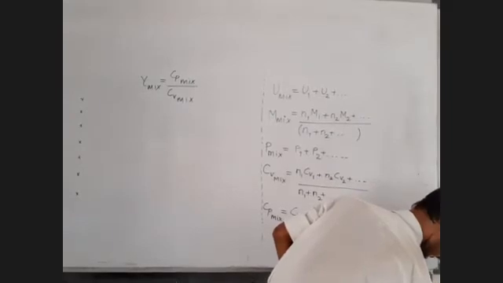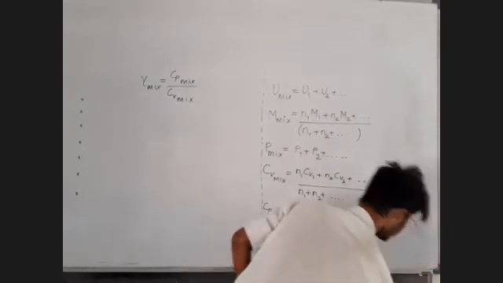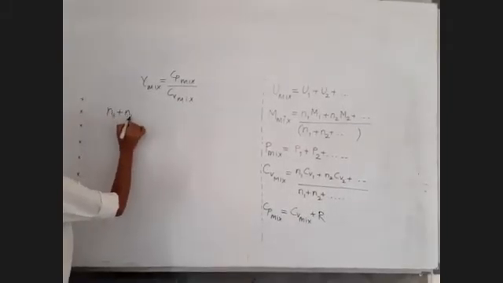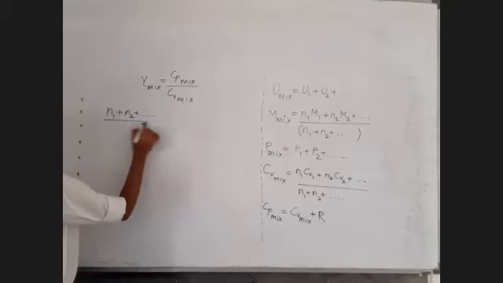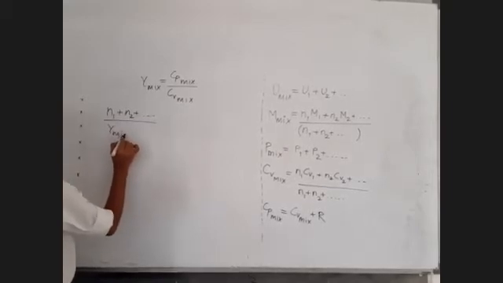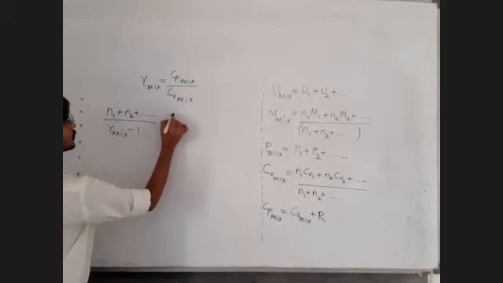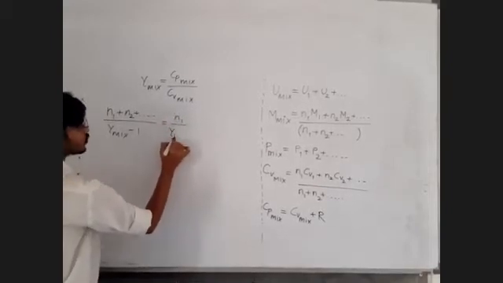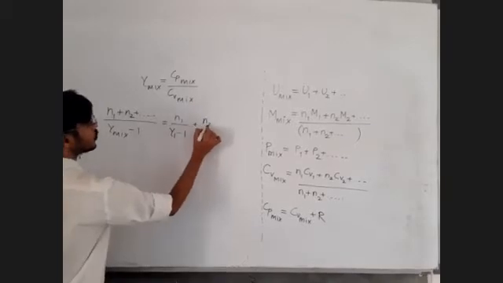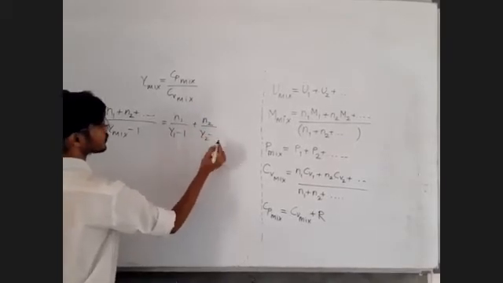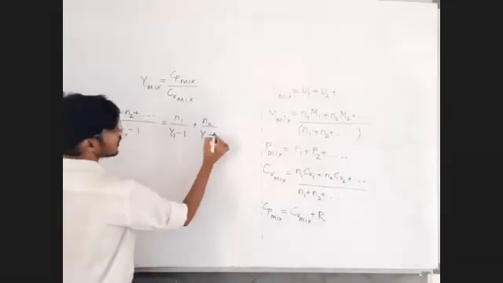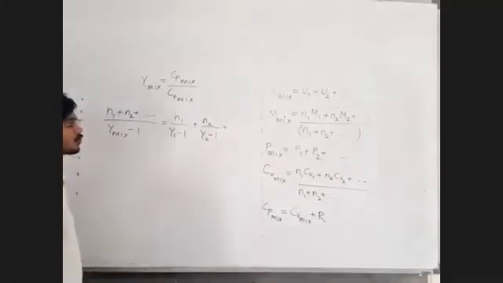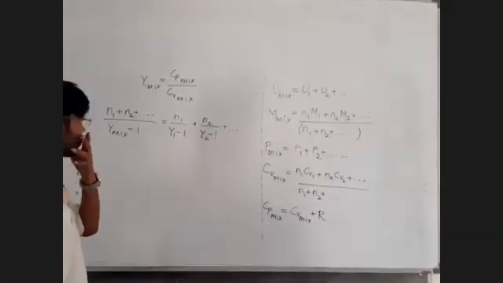Just give me a second. It is this: total number of moles of mixture, that is N1 plus N2 and so on, divided by gamma of mixture minus 1, is equal to N1 upon gamma 1 minus 1 plus N2 upon gamma 2 minus 1 and so on, N3 upon gamma 3 minus 1, N4 upon gamma 4 minus 1 up to the total number of components.